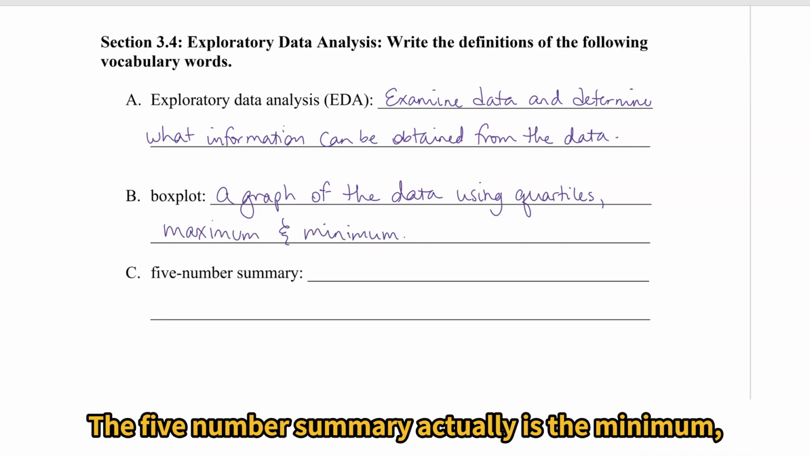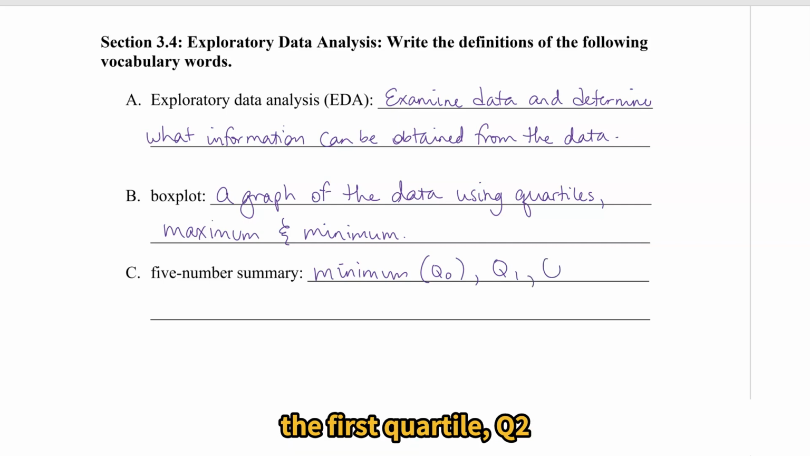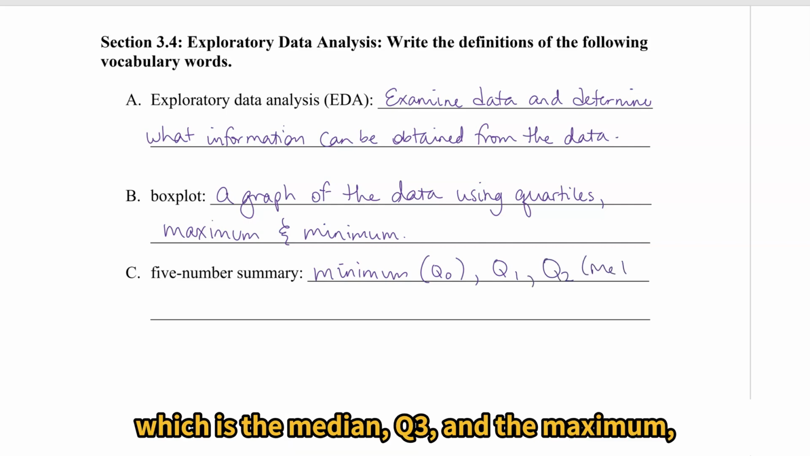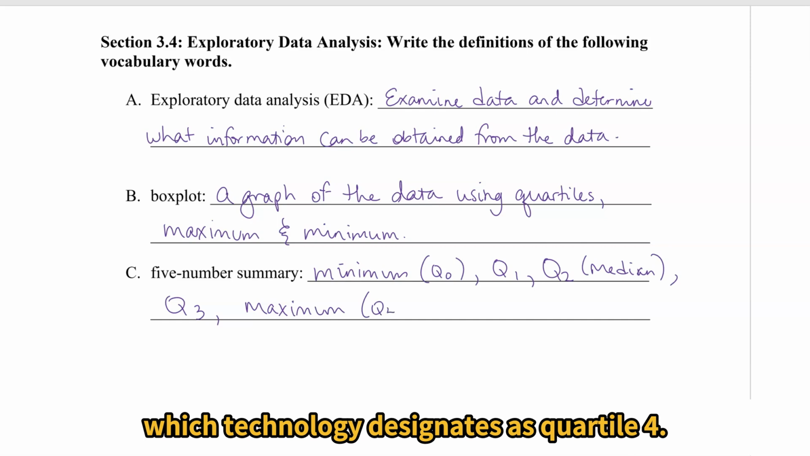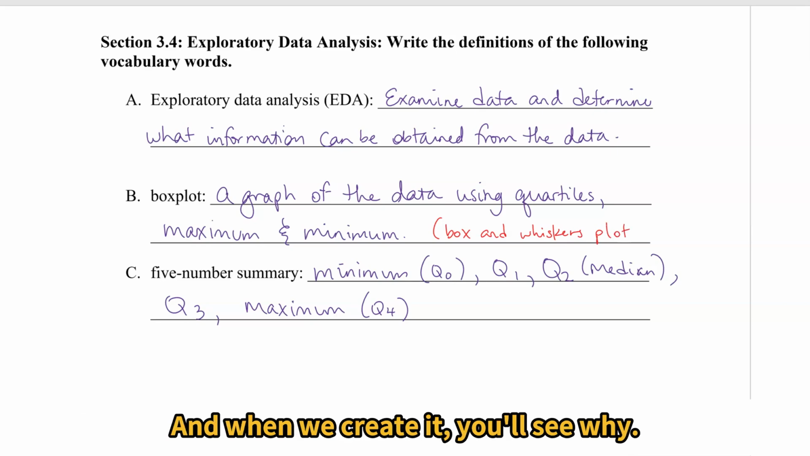The 5-number summary actually is the minimum, which technology denotes as Q0, the first quartile, Q1, the median, Q2, Q3, and the maximum, which technology designates as quartile 4. A box plot is sometimes called a box and whiskers plot, and when we create it, you'll see why.